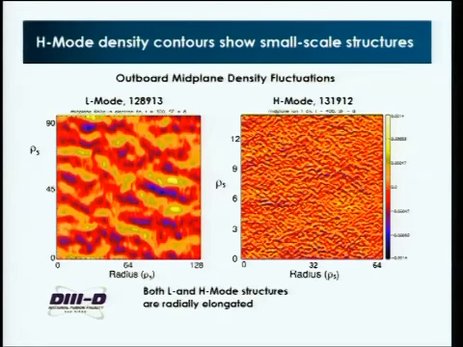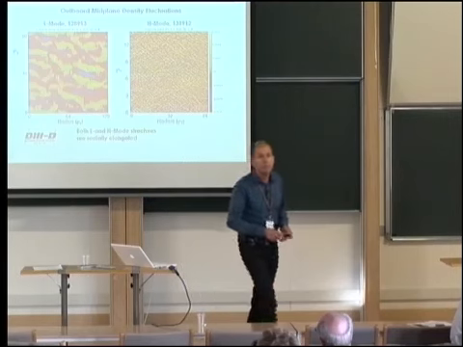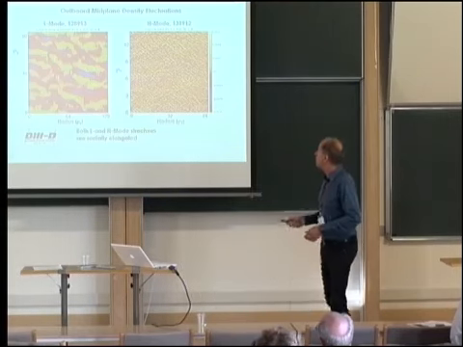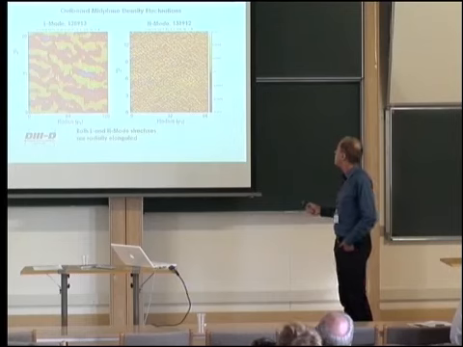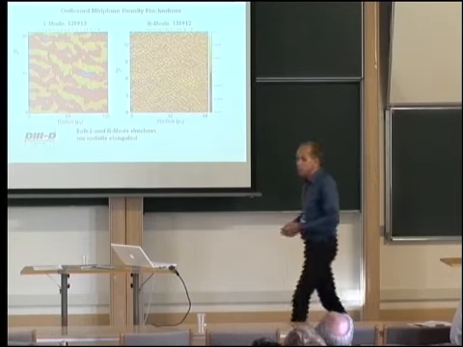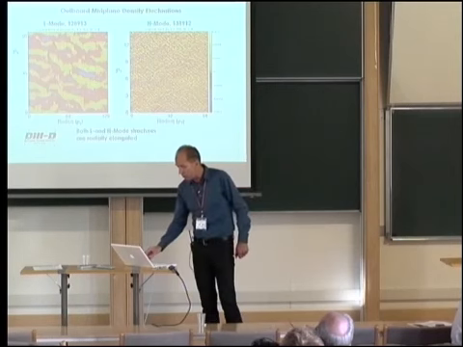At what radius is this? This is done at 0.6. I forgot to mention that: all the GYRO results are obtained at r/a of 0.6.